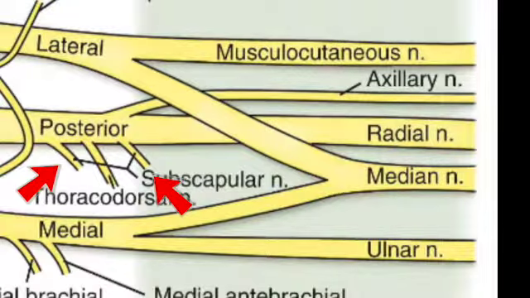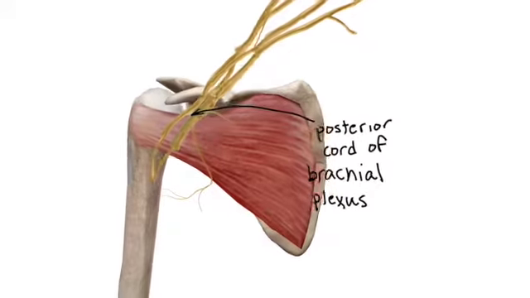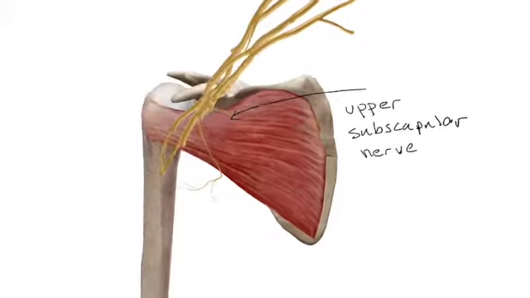The subscapularis is innervated by the upper and lower subscapular nerves. The upper subscapular nerve emerges from the posterior cord of the brachial plexus and then lies on the subscapularis muscle, which it innervates.